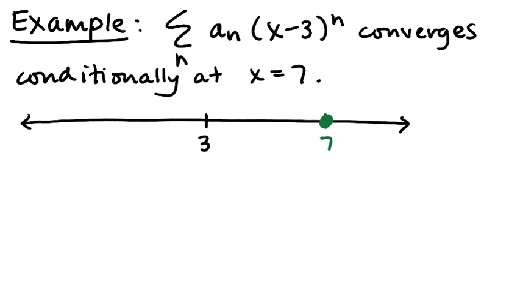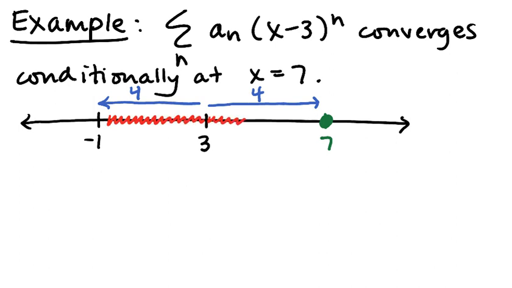Meaning that the radius of convergence is 4. So I need to be able to go 4 in the other direction, and I'll have the other endpoint of my interval of convergence. So 3 minus 4 is negative 1. On the interior of the interval, I know this thing's converging absolutely. I'm going to use the same color scheme. And I know outside of that interval, my series is divergent.